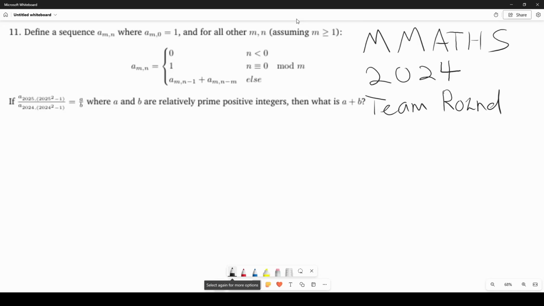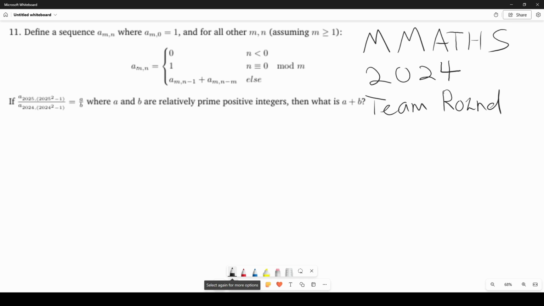Today we're going to be trying a problem from the 2024 Yale M-Maths competition on the team round. I actually wrote this problem for the competition and it ended up being one of the hardest on the team round, problem 11 out of 12. But I want to talk about this problem because I think it's actually very manageable if you come up with the right ideas. So let's just go into what the problem is saying.